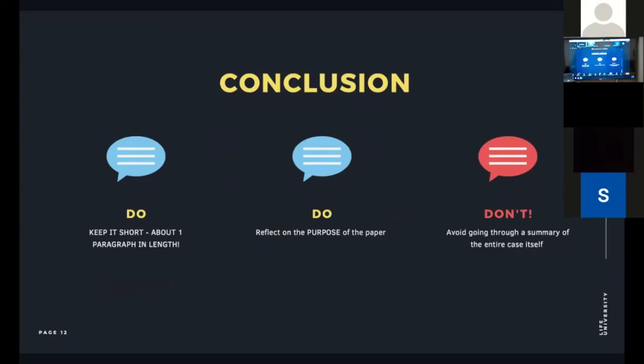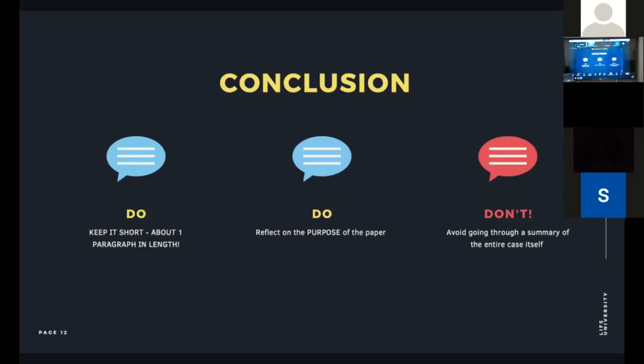And the conclusion. So the conclusion, honestly, is shorter than what people think. A lot of the times there can be confusion between the discussion section and the conclusion section. The conclusion should be short, whereas your discussion can be lengthy because you're talking about a multitude of topics. The conclusion here should only be about a paragraph, which is very, very important to remember.